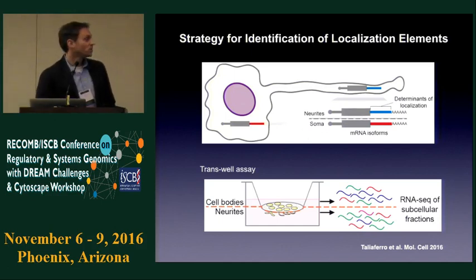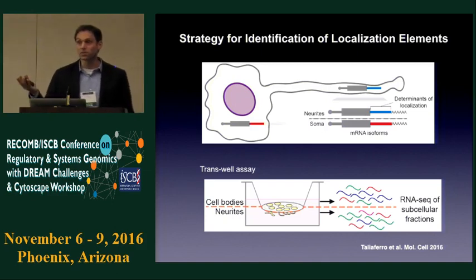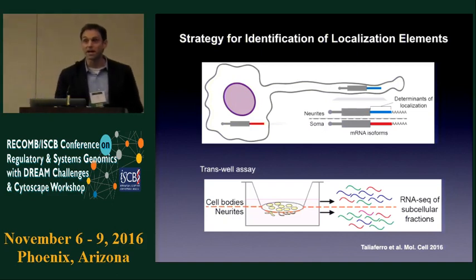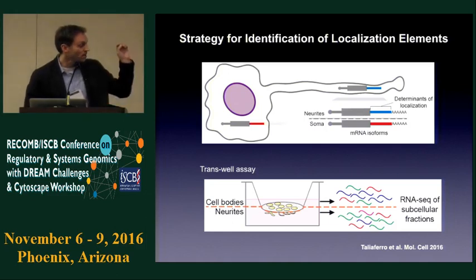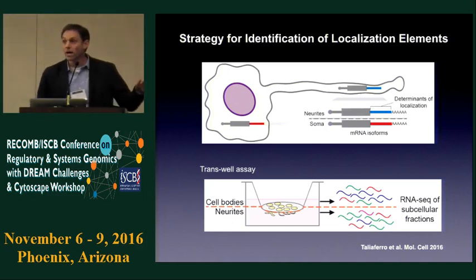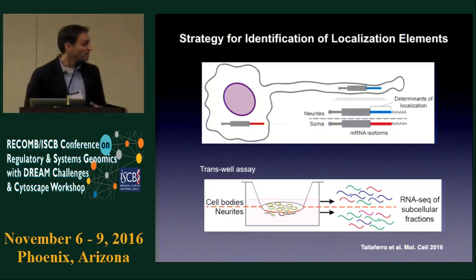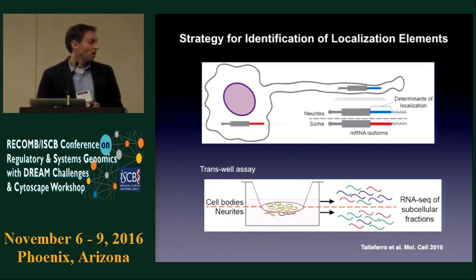And so the system he used was the so-called transwell assay, where you plate the cells on porous membranes that have pores big enough for the neurites to grow through, but not for a cell body to pass through. You let the neurites grow there for a while, and then you can carefully scrape off the soma, and the neurites are left in the membrane. And it's a fairly standard assay in the field.